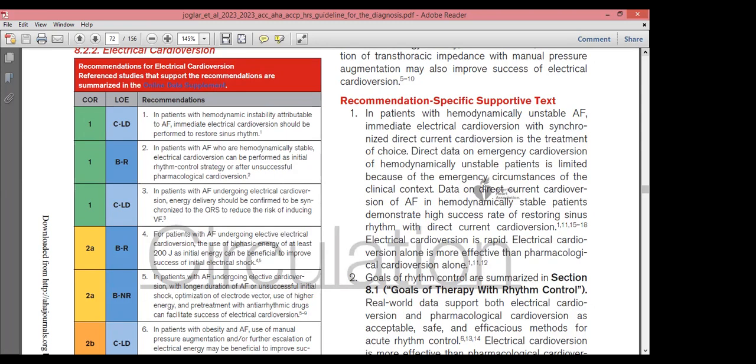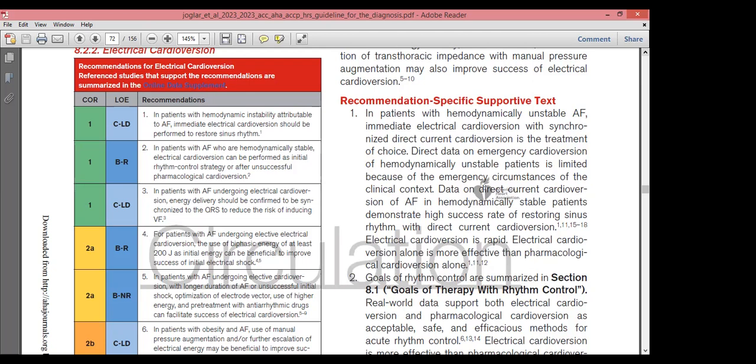Then in patients with AF who are hemodynamically stable, electric cardioversion can be performed as initial rhythm control strategy or after unsuccessful pharmacological cardioversion. So patients that are hemodynamically stable and they have AF, you can actually plan for elective cardioversion after an unsuccessful pharmacological cardioversion.